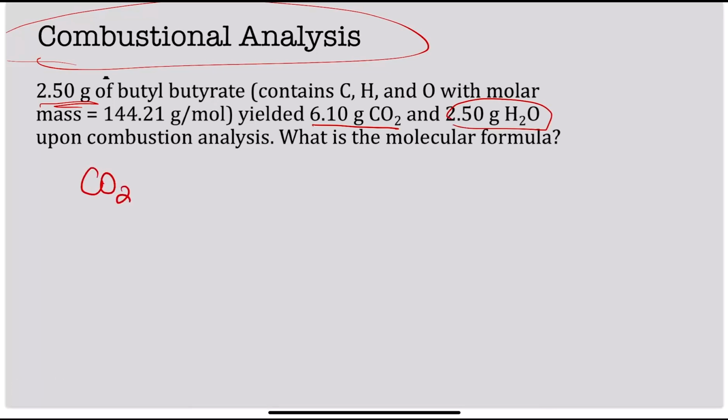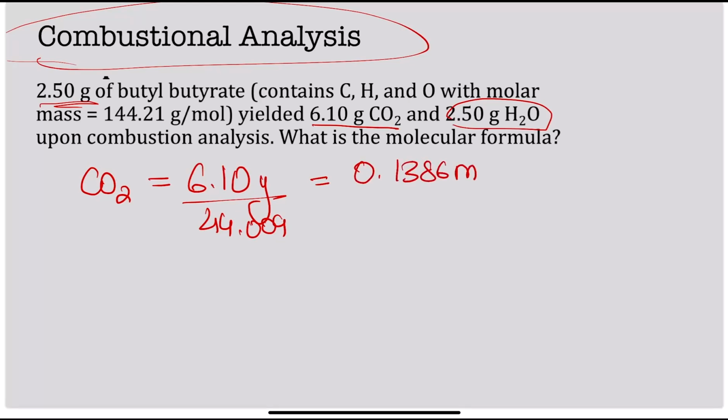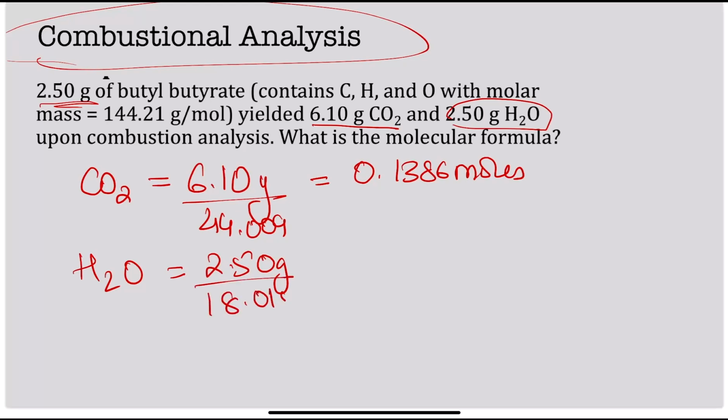So we're going to find the number of moles of CO2, which is 6.10 grams divided by 44.009. Now, where do I get this 44? It's basically 1 carbon, 2 oxygen. So I end up with 0.1386 moles. Then I find the number of moles of H2O. So this is 2.50 grams divided by 18.015 grams per mole. So this also comes up to 0.138 moles.